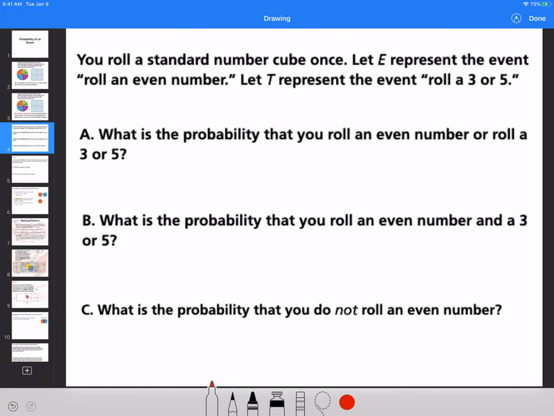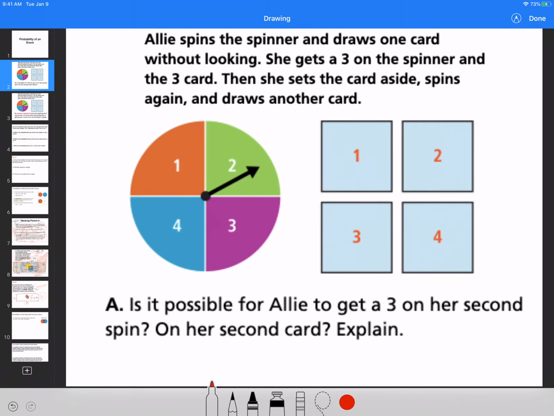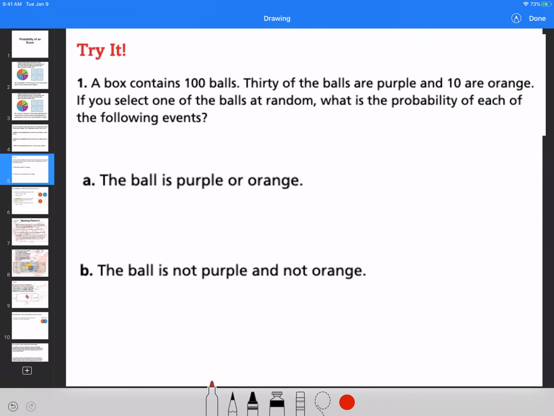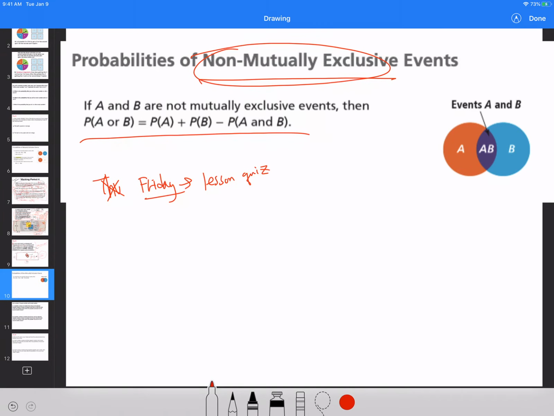Let's say that I go over a couple of these questions here. I believe that I went over these questions with you in the past, where I was talking about mutually exclusive and non-mutually exclusive events. So I'm going to skip these all the way down here. And I'm also going to be talking about probabilities of non-mutually exclusive events.